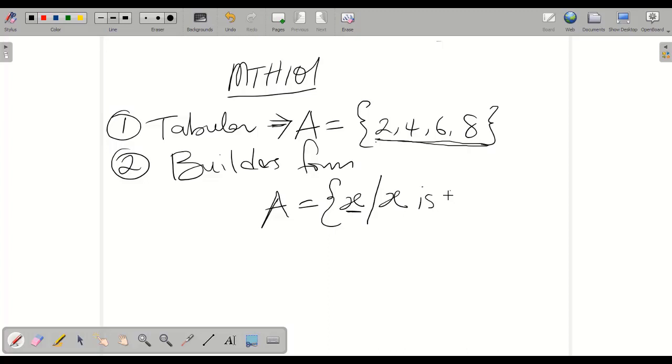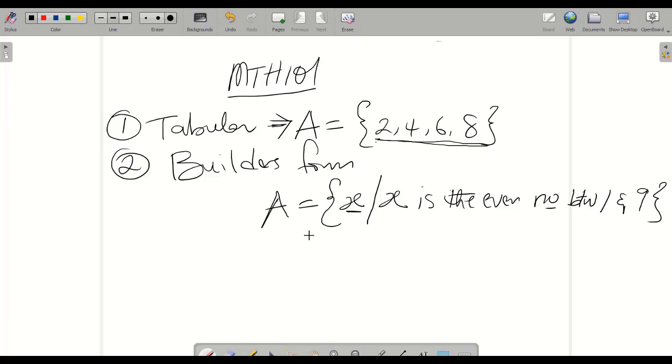X is the even number between 1 and 9. I'm just trying to summarize this here. Now this form we are seeing right now is called the builder's form.